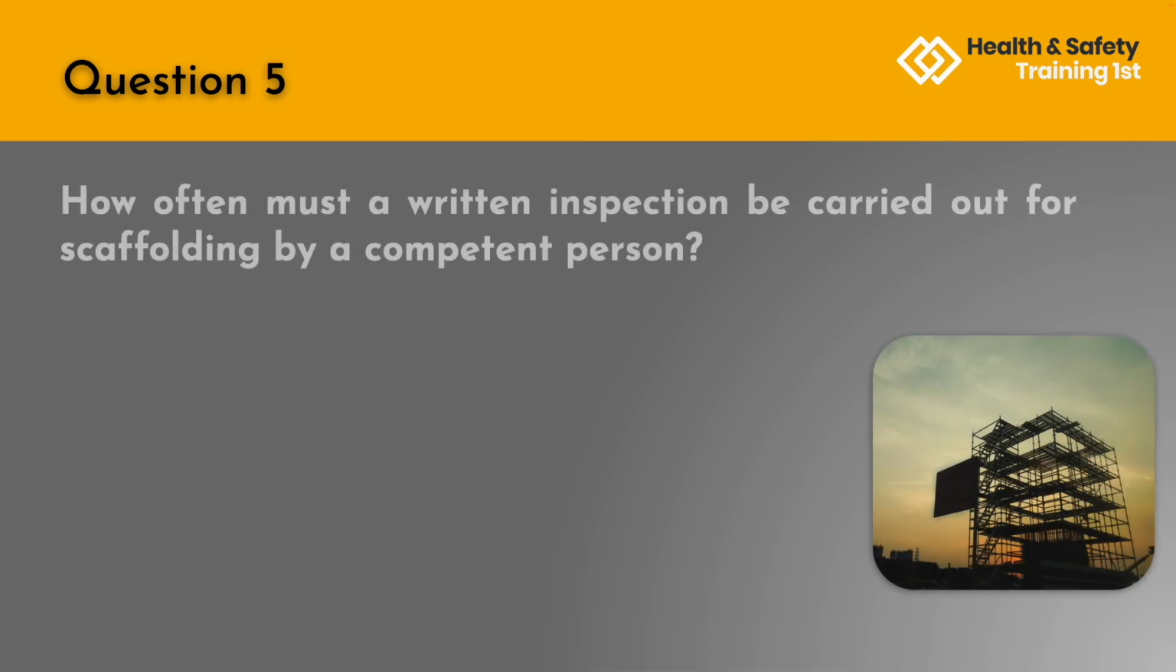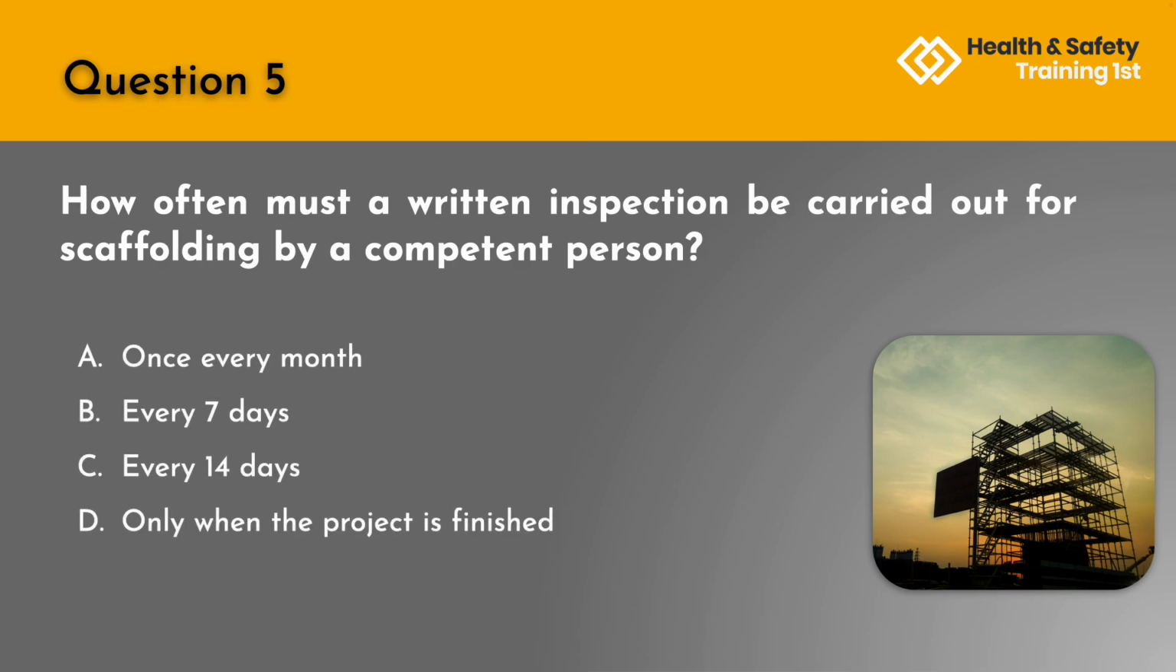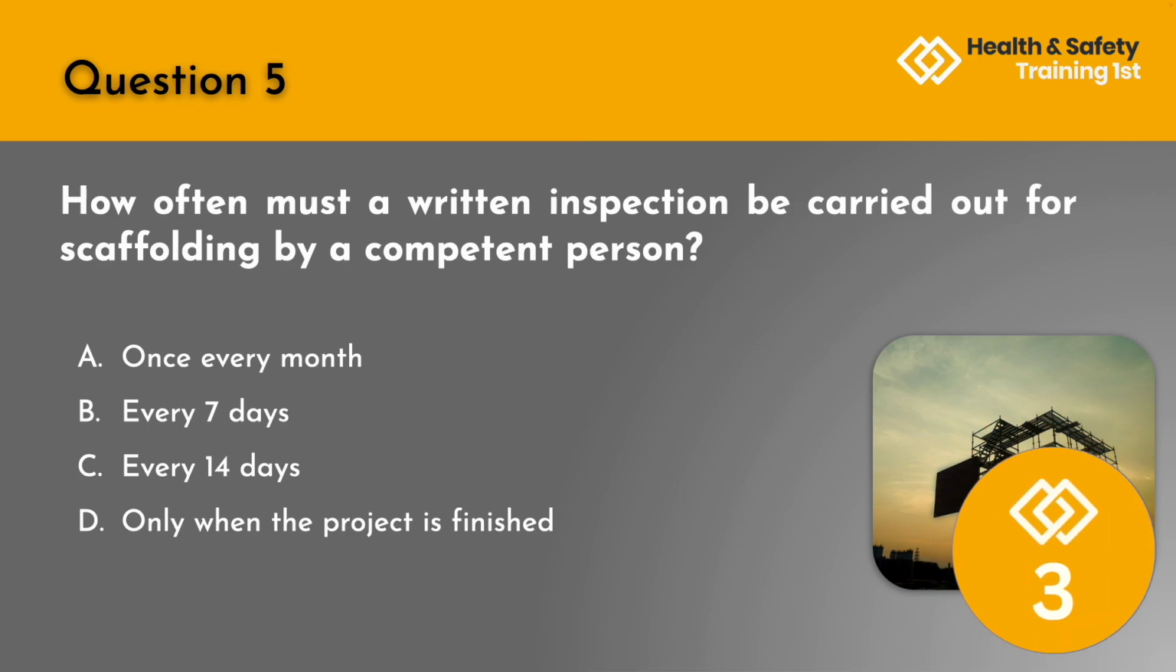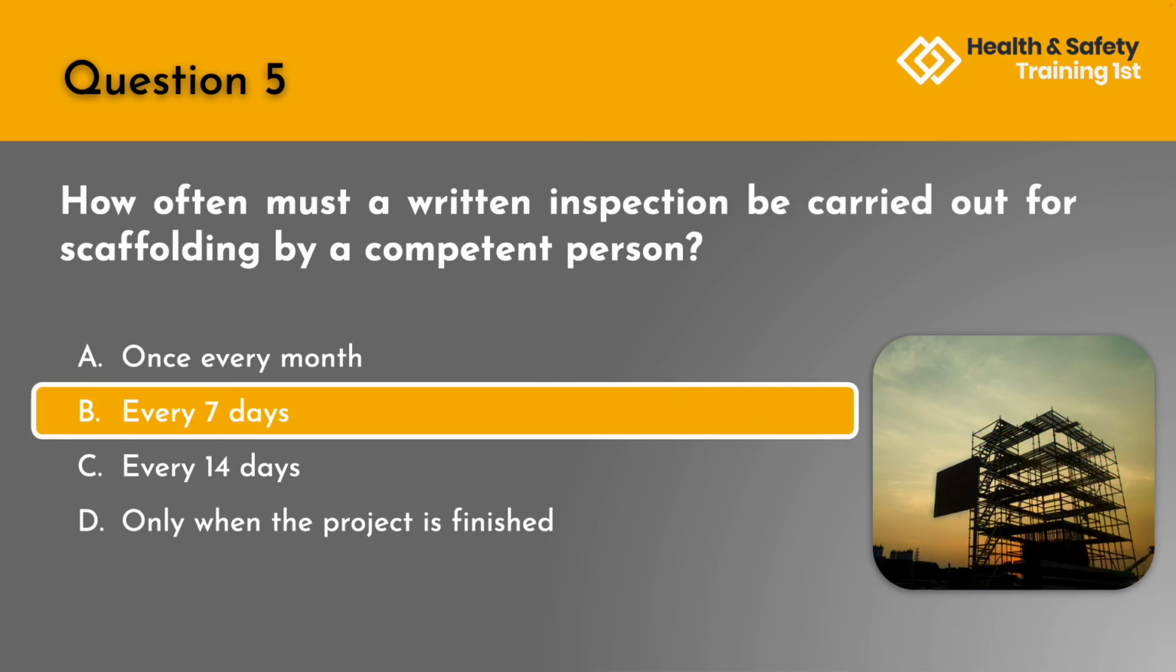Question 5. How often must a written inspection be carried out for scaffolding by a competent person? A. Once every month. B. Every 7 days. C. Every 14 days. Or D. Only when the project is finished. The correct answer is B. Every 7 days.